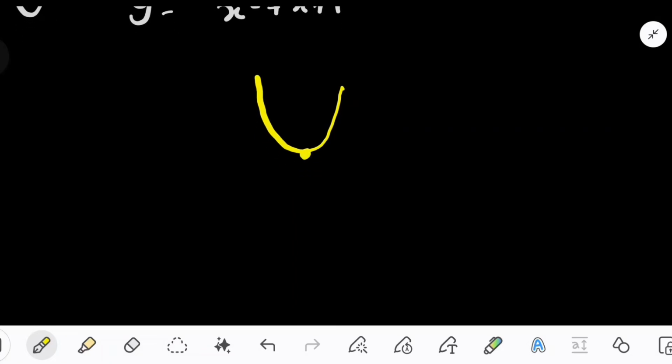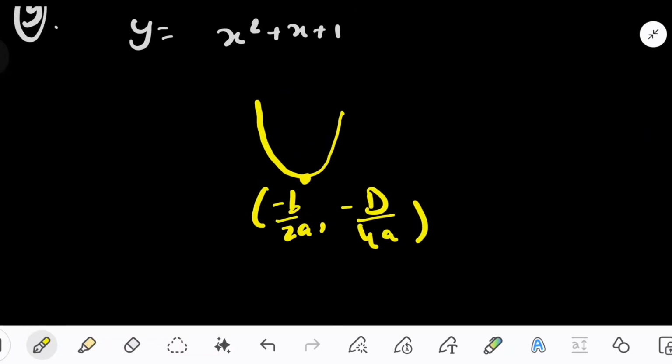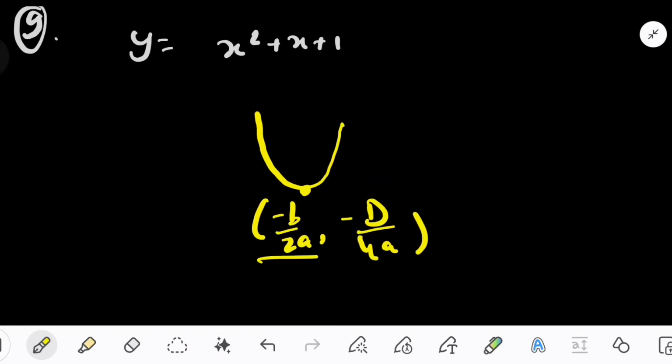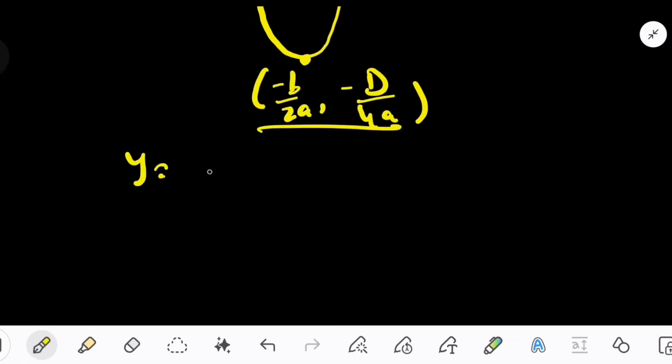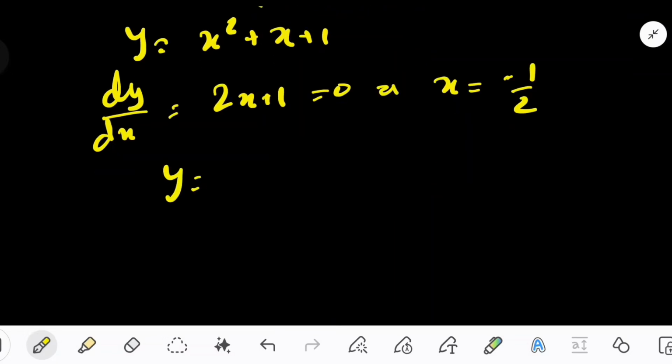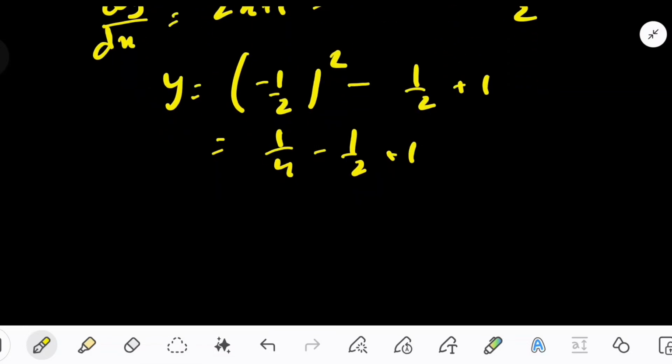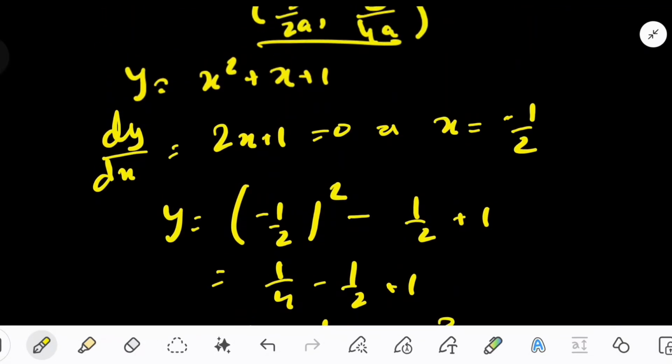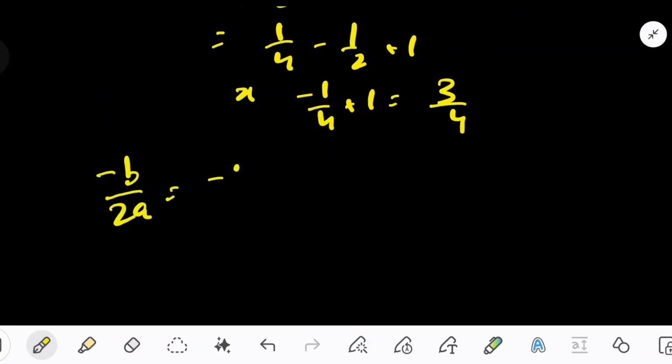You know that this point is negative b by 2a comma negative d by 4a. This is the minima. Now either you apply this formula or you apply calculus. Basically y is equal to x square plus x plus 1. You differentiate this expression, dy by dx, and you get 2x plus 1. Set it equal to 0 and you get x is equal to negative 1 by 2. So y is equal to negative 1 by 2 whole square minus 1 by 2 plus 1. You get 1 by 4 minus 1 by 2 plus 1, which is negative 1 by 4 plus 1, equal to 3 by 4. So this is this point: negative b by 2a is negative 1 by 2 and negative d by 4a is 3 by 4.